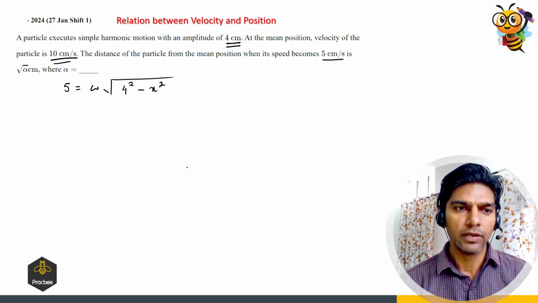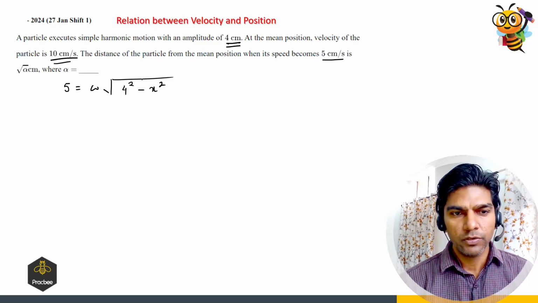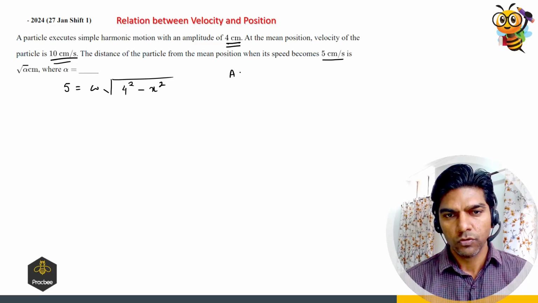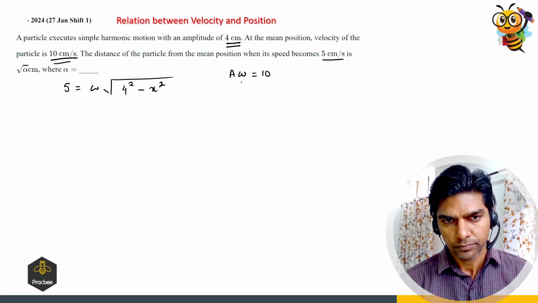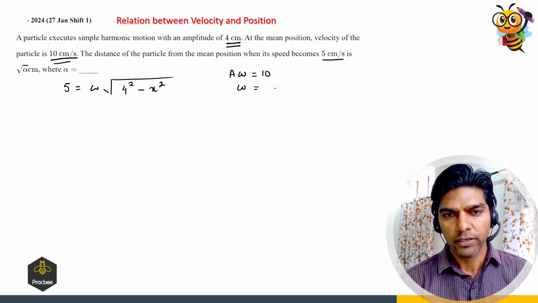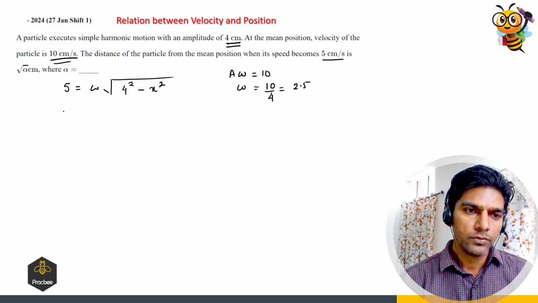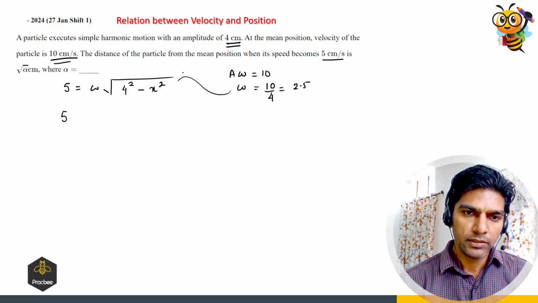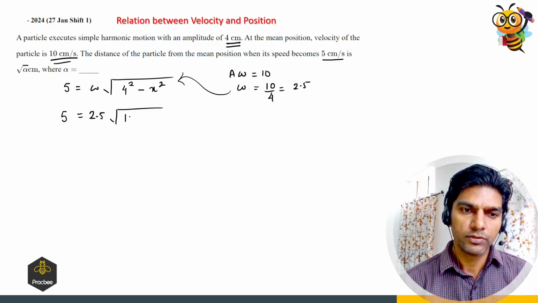So x we have to calculate, and maximum velocity is also given, so a times omega is given, that is 10. So from this we can find omega, so 10 divided by 4, so this will be 2.5. So we can substitute omega value in this equation, so we'll get 5 is equals to 2.5 root 16 minus x square, so this will give us 2.